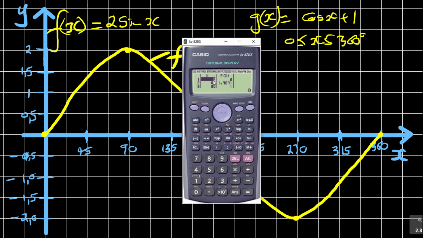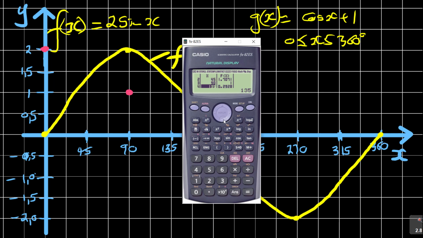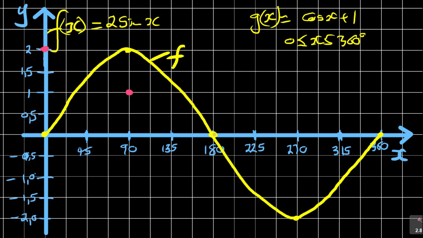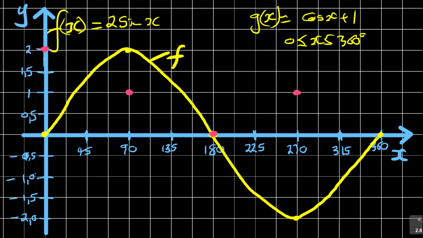Then you do the same thing. 0 is 2, 90 is 1. 180 is 0, 270 is 1. See what's happening there? 360 is 2. That's the end. So what do you have?